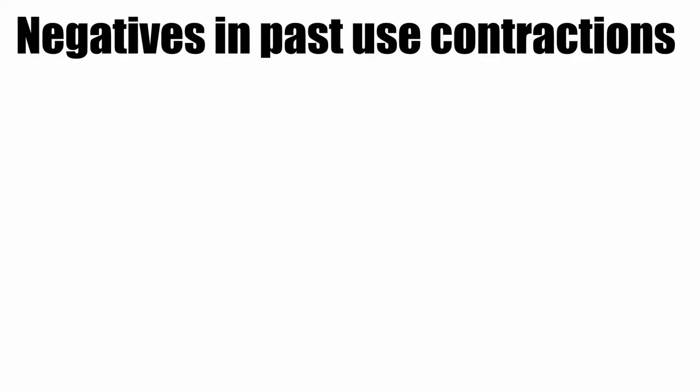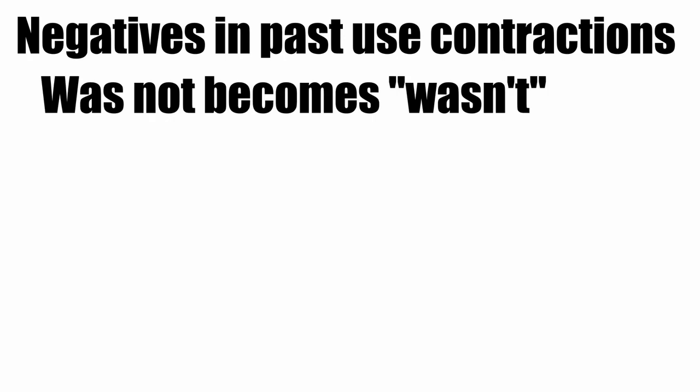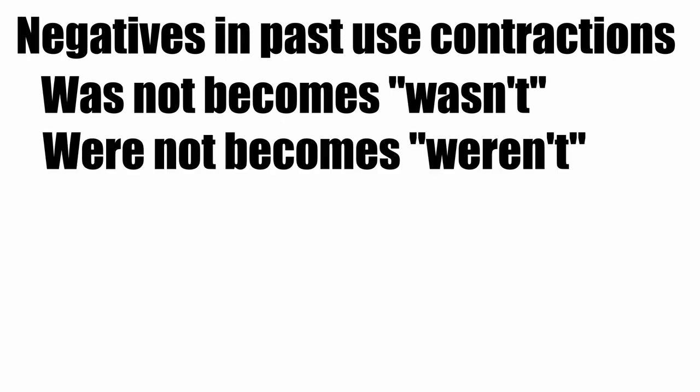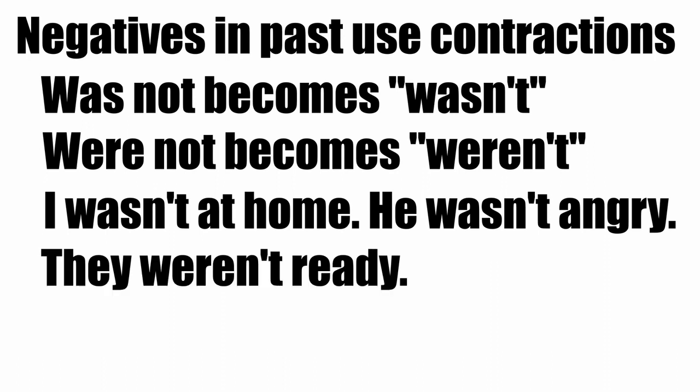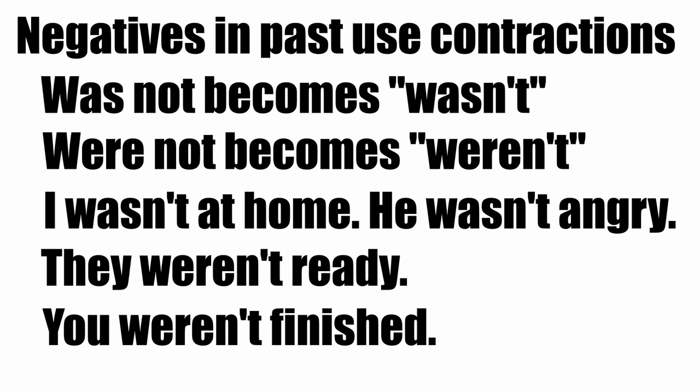For be, in the past, the negatives are was not. Was not becomes wasn't. Were not becomes weren't. I wasn't at home. He wasn't angry. They weren't ready. You weren't finished.